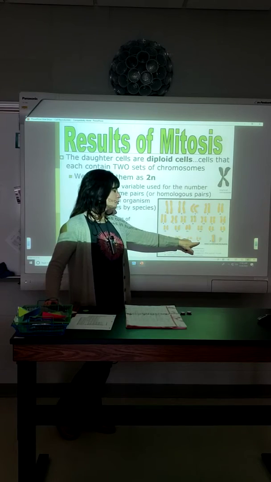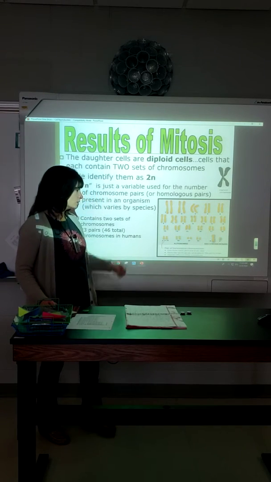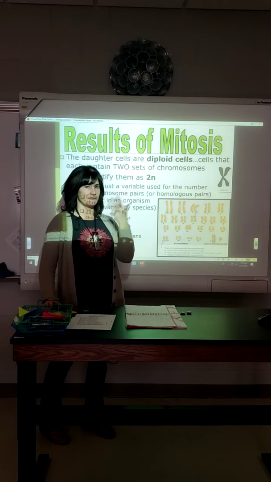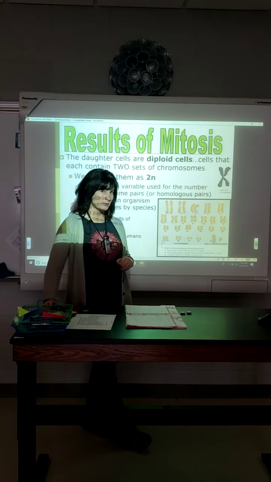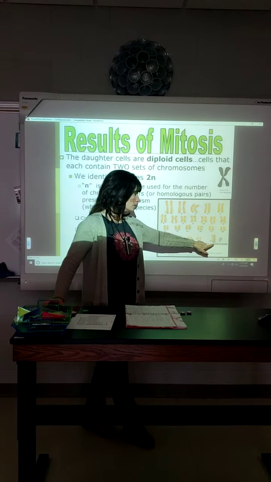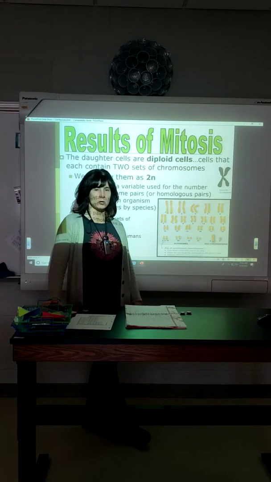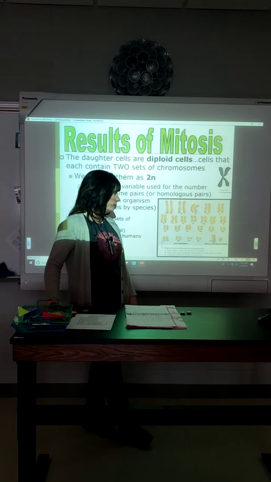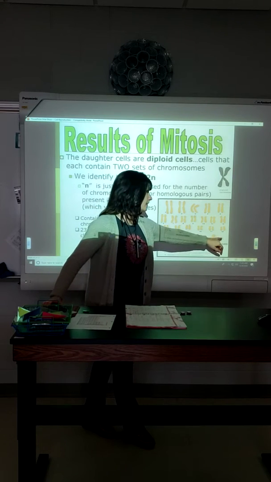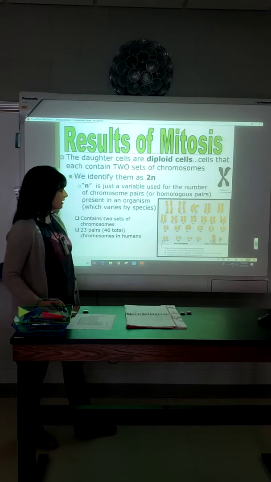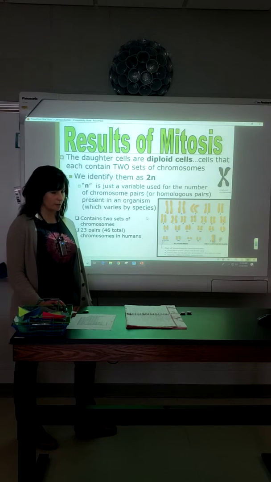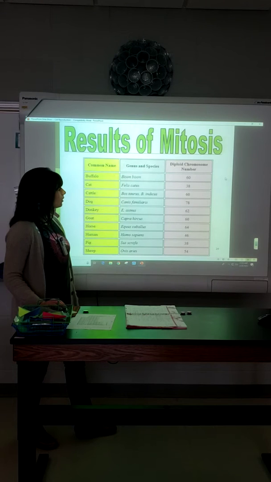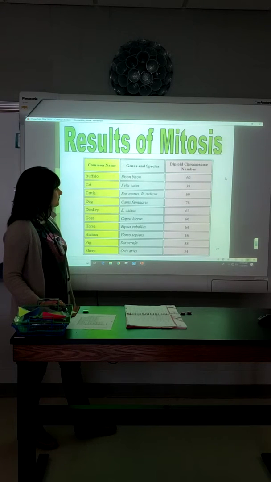For humans, we have 22 what we call autosome chromosomes, and those deal with all of our body functions except for anything that deals with reproduction. The reproduction cells are on chromosome number 23, and they're called our sex chromosomes. So you have an X and a Y, or you have an X and an X, depending on which gender you are. All right, so here we have a list.